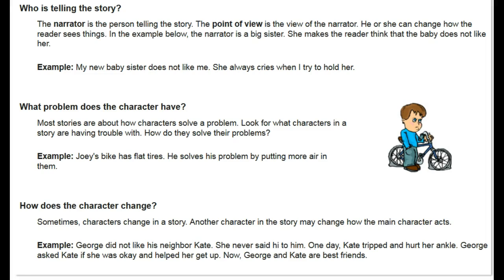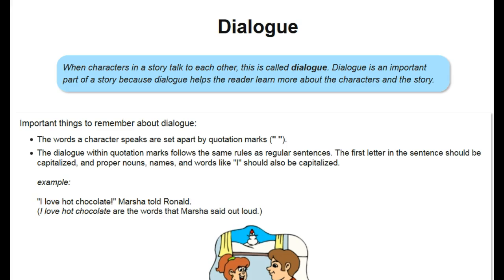How does the character change? Sometimes characters change in a story. Another character in the story may change how the main character acts. For example, George did not like his neighbor Kate. She never said hi to him. One day, Kate tripped and hurt her ankle. George asked Kate if she was okay and helped her get up. Now George and Kate are best friends.